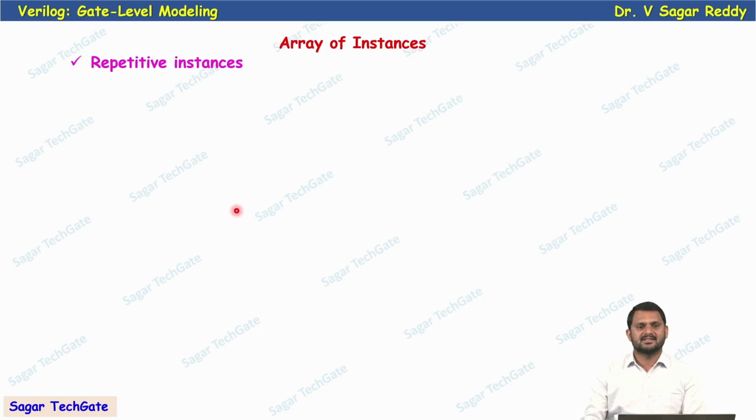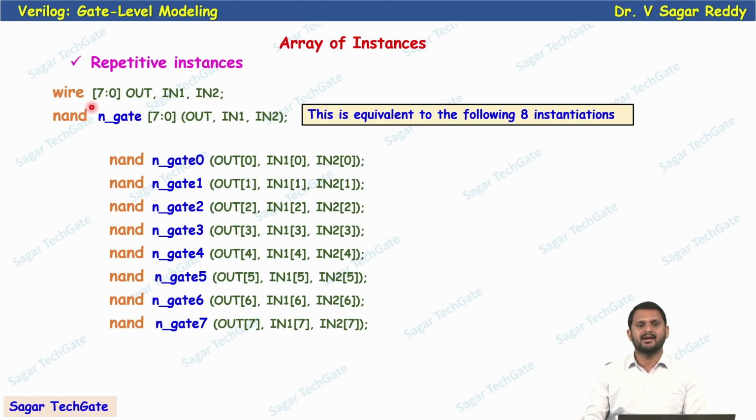Now, array of instances. We are instantiating repetitive instances, so we use a single statement to instantiate multiple gates. See here, wire [7:0] out, in1 and in2. This is an AND gate with instance name [7:0], out, in1 and in2. This single statement is equivalent to the following 8 instantiations.